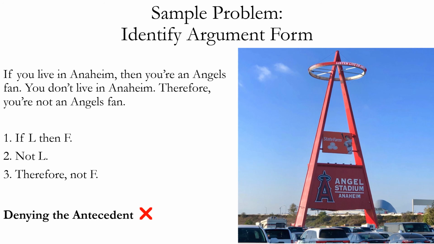Unlike modus ponens, the second premise negates the antecedent, not the consequent. If it were if L then F, not F, then it could be modus ponens. Instead, it is if L then F, not L. That denies the antecedent or if clause, and this makes it an invalid argument.